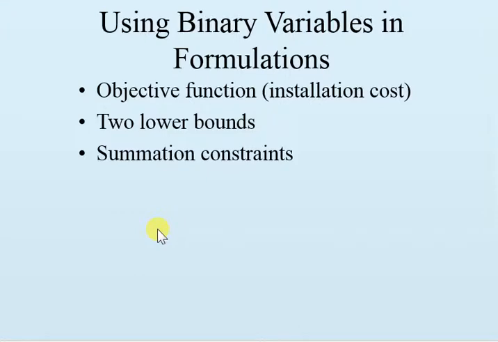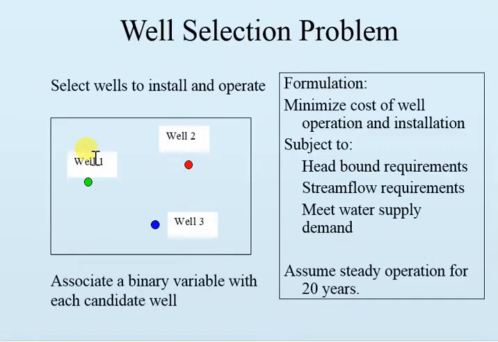So let's take a look at how we can use binary variables in some formulations. In three ways: in the objective function, multiple lower bounds, and in summation constraints. So suppose we have this simple problem. We have 3 wells present, and they're subject to certain constraints. And we've associated a binary variable with each candidate well.